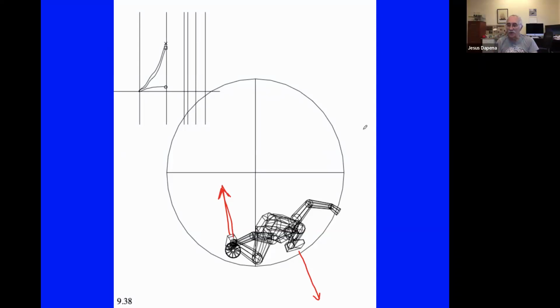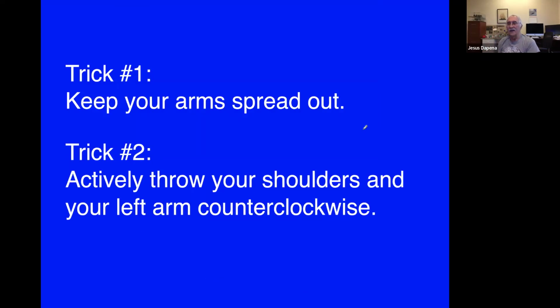Trick number 2. Actively throw your shoulders and your left arm counterclockwise. So how does that work? Well, the ground is giving you angular momentum. So your body has all this angular momentum. And by using your muscles, you can choose if you want to put that angular momentum into your upper body or into your lower body.